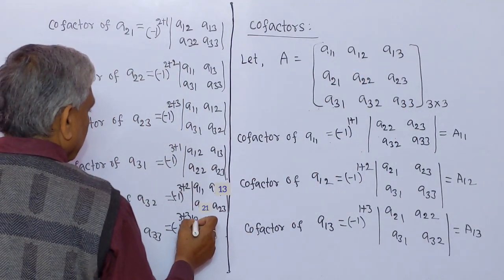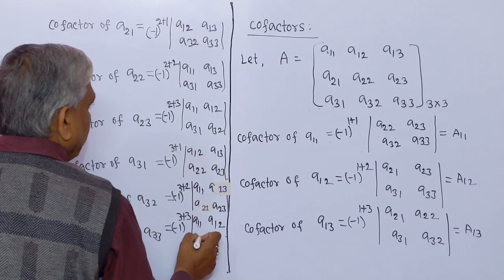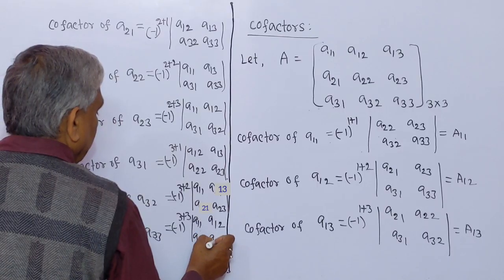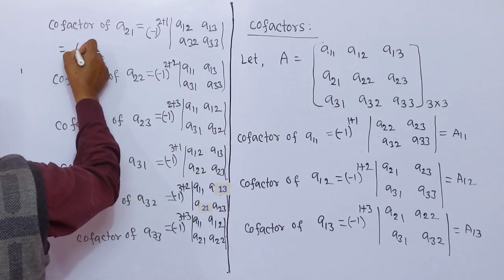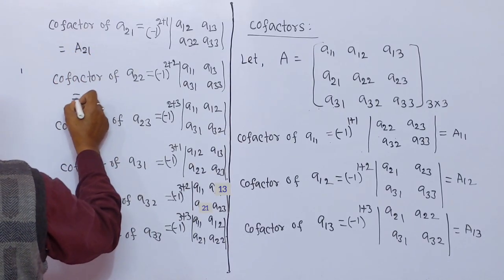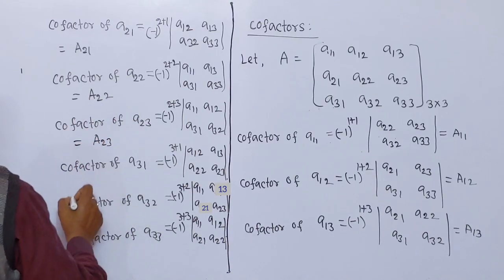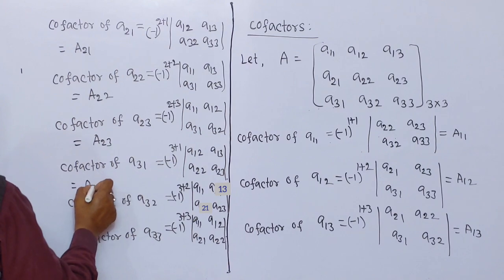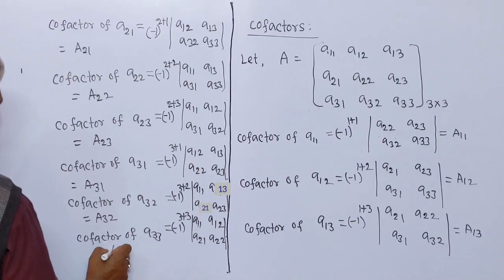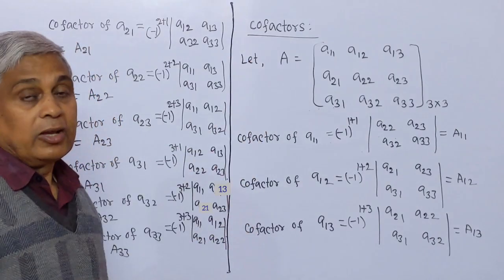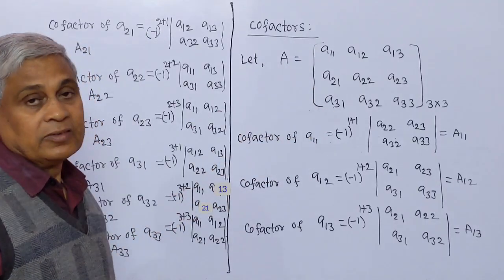A11, A12, A21, A22, and name of these are capital A21, this is capital A22, this is capital A23, this is capital A31, this is capital A32, this is capital A33. These are cofactors of each element of the matrix A.